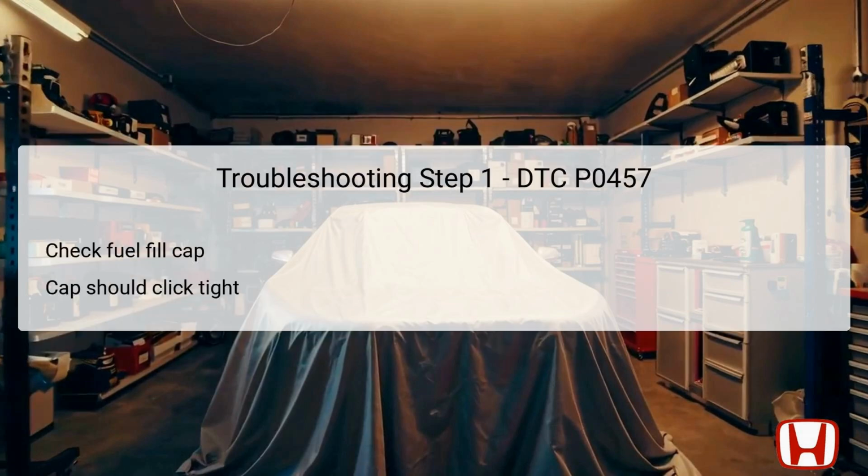In the first troubleshooting step for DTC P0457, it's vital to check the fuel fill cap carefully. The cap must be correctly installed, stating "tighten to click," meaning after tightening, it should turn about a quarter turn further and then click into place. If the cap is simply loose or missing, it can easily allow fuel vapors to escape, leading to the error code. This step is crucial because it is often the simplest cause of the issue.